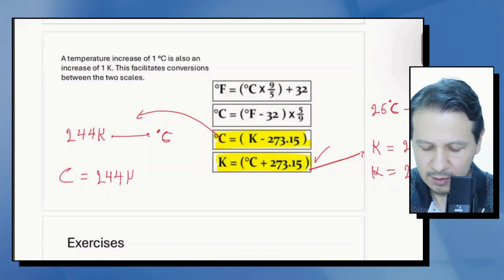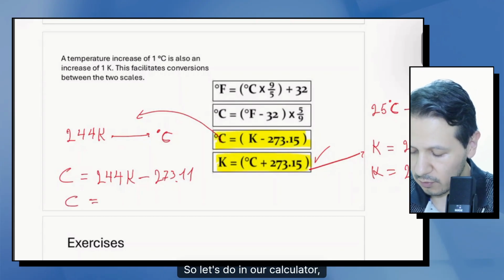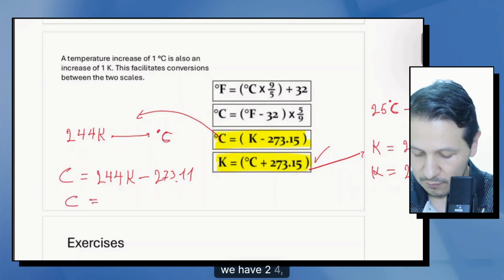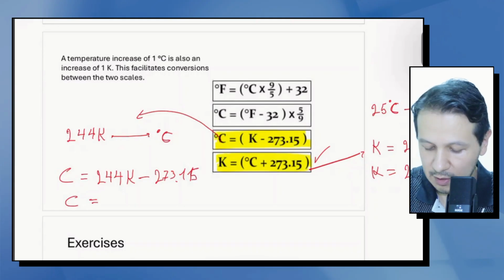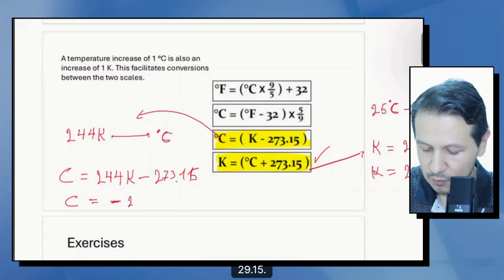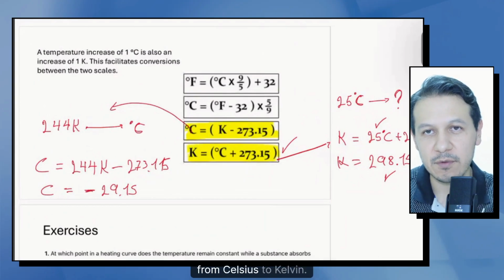244 Kelvin minus 273.15, and then you have the Celsius. So let's do it in our calculator. We have 244 minus 273.15, and then you have negative 29.15. Okay, this is how we transfer from Kelvin to Celsius and from Celsius to Kelvin.